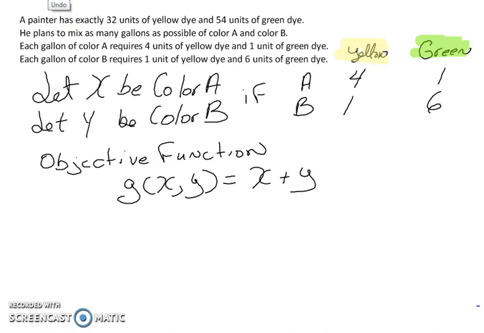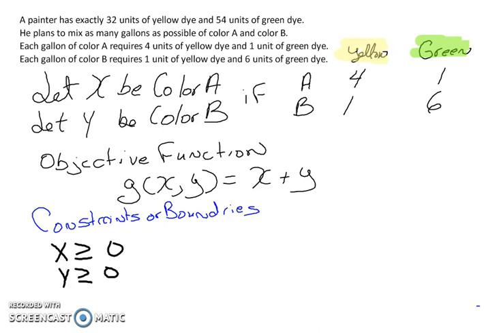My constraints are a little bit more difficult. So what are my constraints? Well, the first boundary that I can set up is I have to have at least 0 color A and at least 0 color B. So X has to be greater than or equal to 0, and the same with Y: Y has to be greater than or equal to 0.